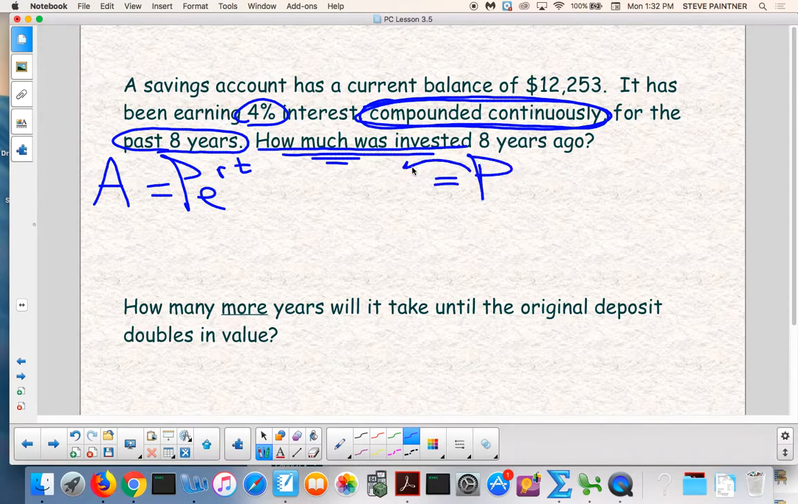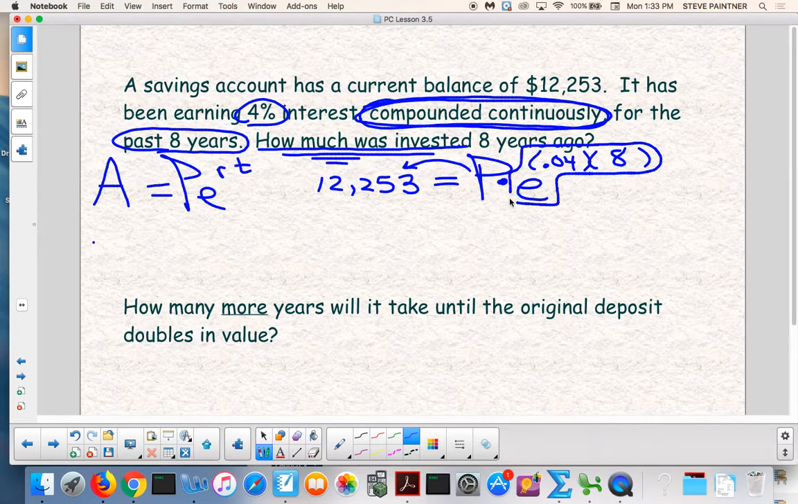P grew to what? Yeah, $12,253. This is the initial amount. We grew this far. Well, how long did that take me? That took me what? 8 years. 8 years. At what interest rate? 0.04. Is that what you did? Yes. Okay. Now, you're missing the P value. It's P times this number.